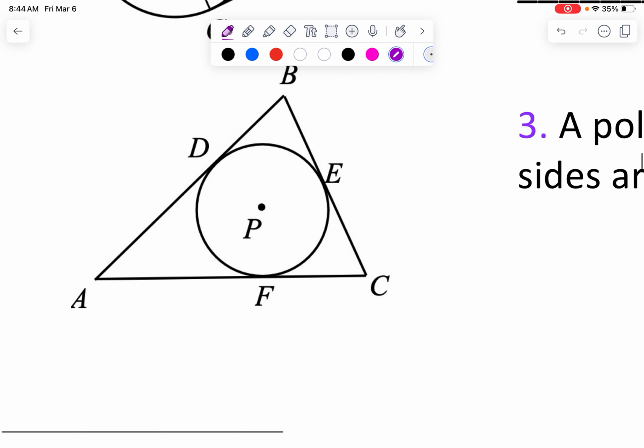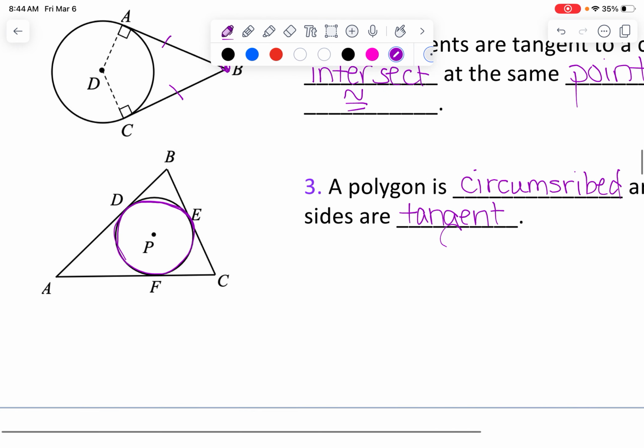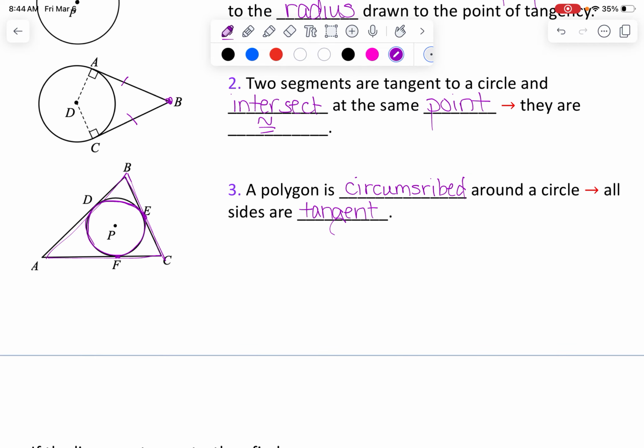So this just means you've got a circle inside, right? And all the sides touch there. That's the circumscribed there. And then I've got a polygon around that. In this case, it's a triangle. It could be other shapes like a quadrilateral or whatever. But then where these lines touch, they are all tangent lines. They just intersect one time.